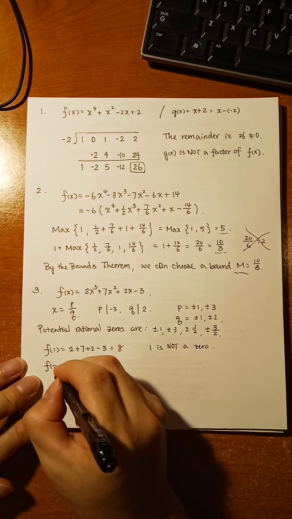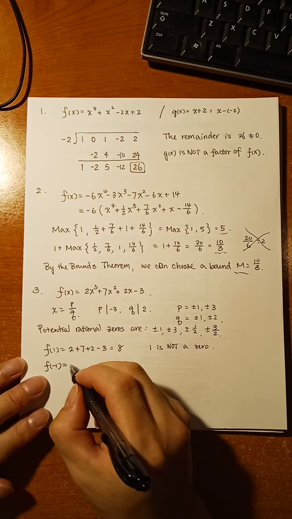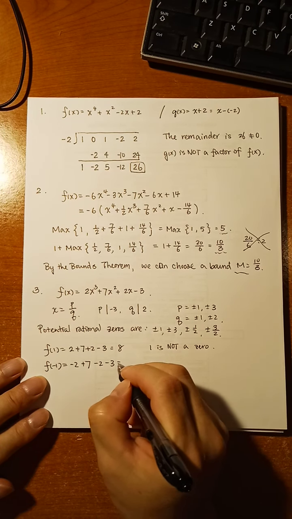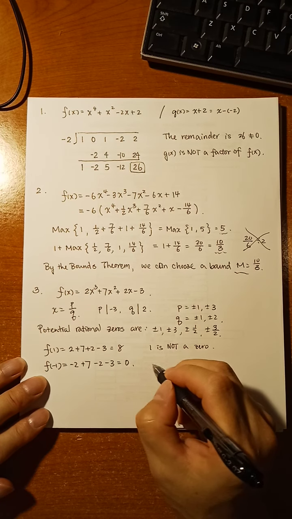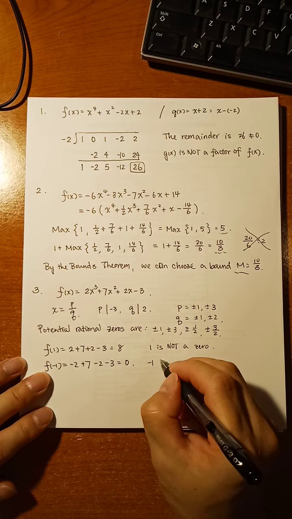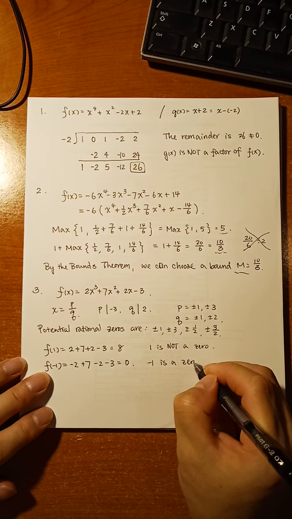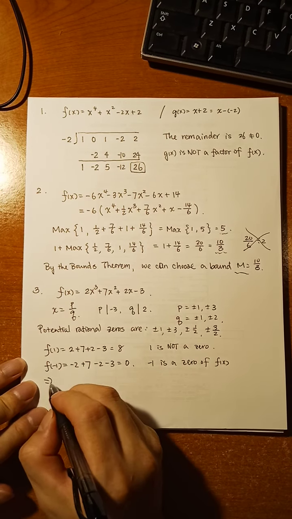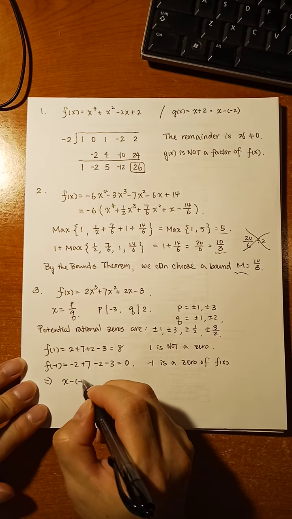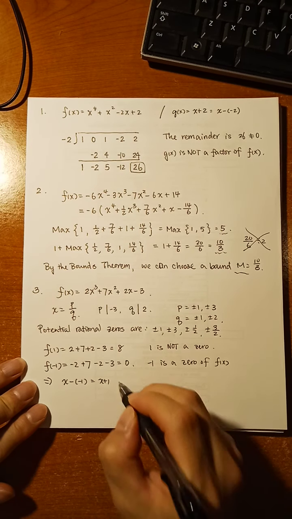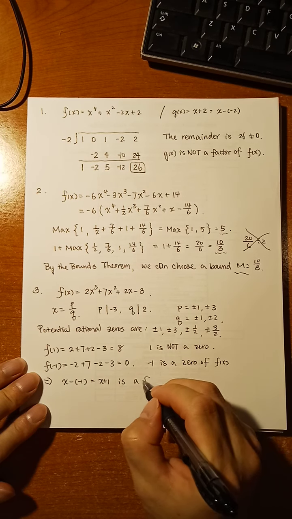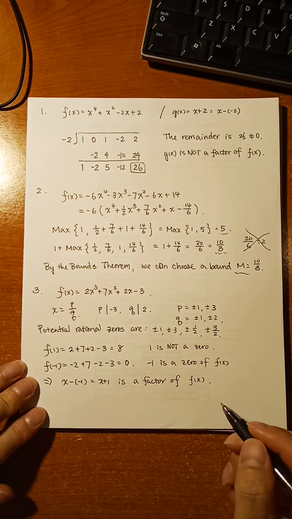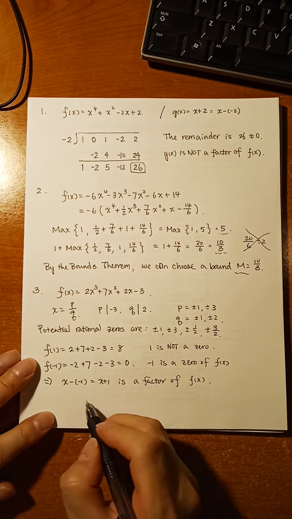Then we check f of -1. We will get -2 plus 7 minus 2 minus 3. Okay, this time it's 0. So we know -1 is a 0 of f(x). This also implies x minus -1, which is x plus 1, is a factor of f(x).